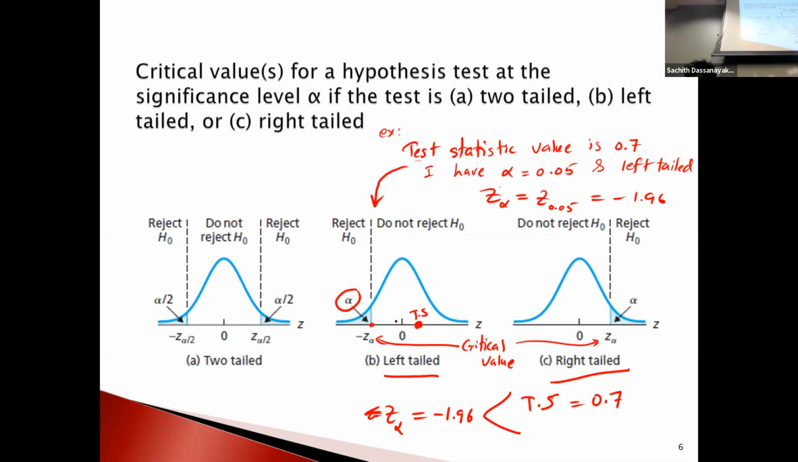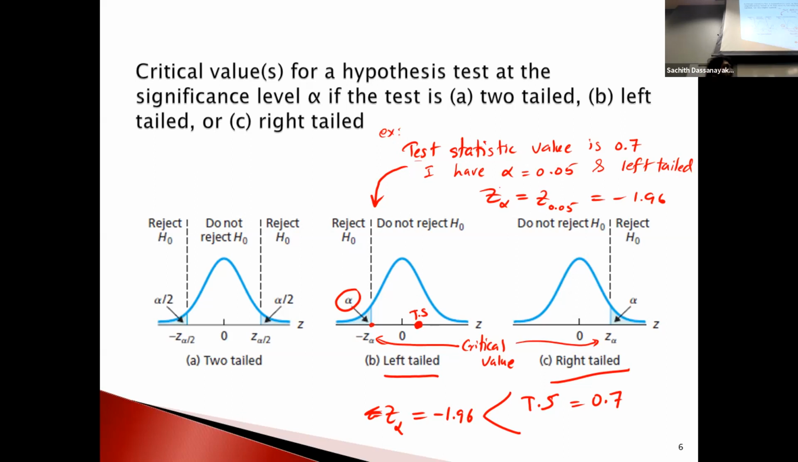This is your TS. See, TS is in the uncolored area, the white area. What is that area? The do not reject H naught area, so you are not going to reject. The area of TS is bigger than alpha. Exactly. Okay, clear.